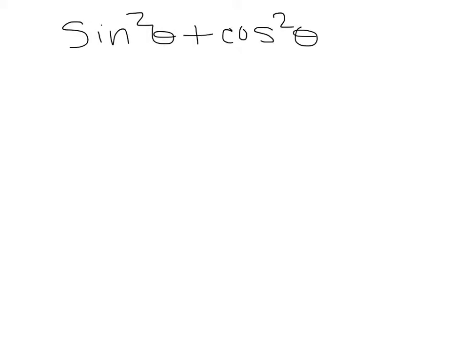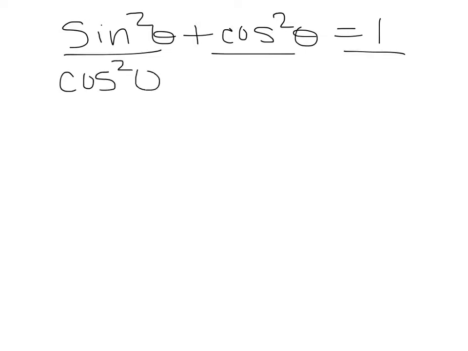The third Pythagorean identity comes very similar to the second one. Instead of dividing each term by sine squared theta, you need to divide each term of the original Pythagorean identity by cosine squared theta. So if we take sine squared theta plus cosine squared theta equals 1, dividing every term by cosine squared theta, you will see that we can produce the third Pythagorean identity.